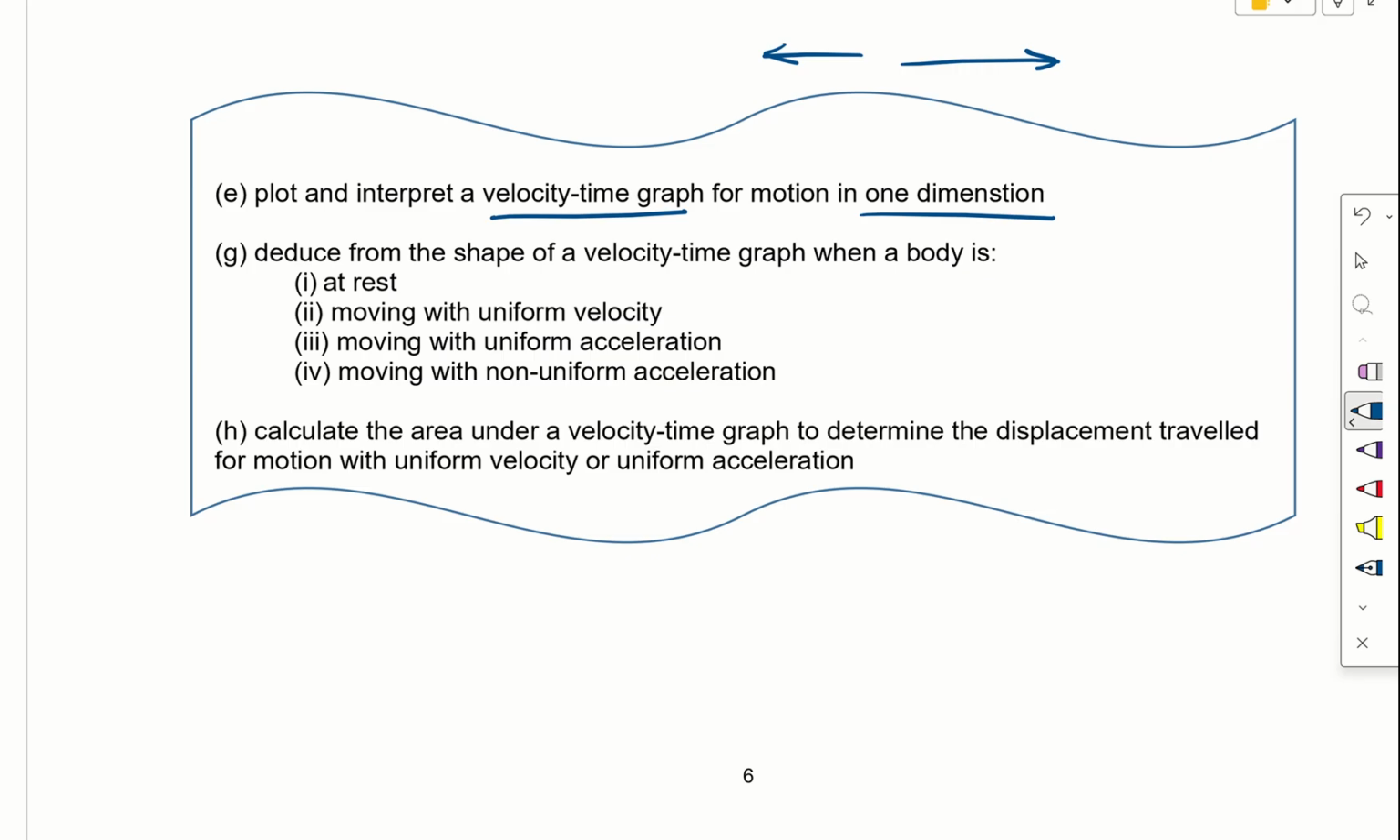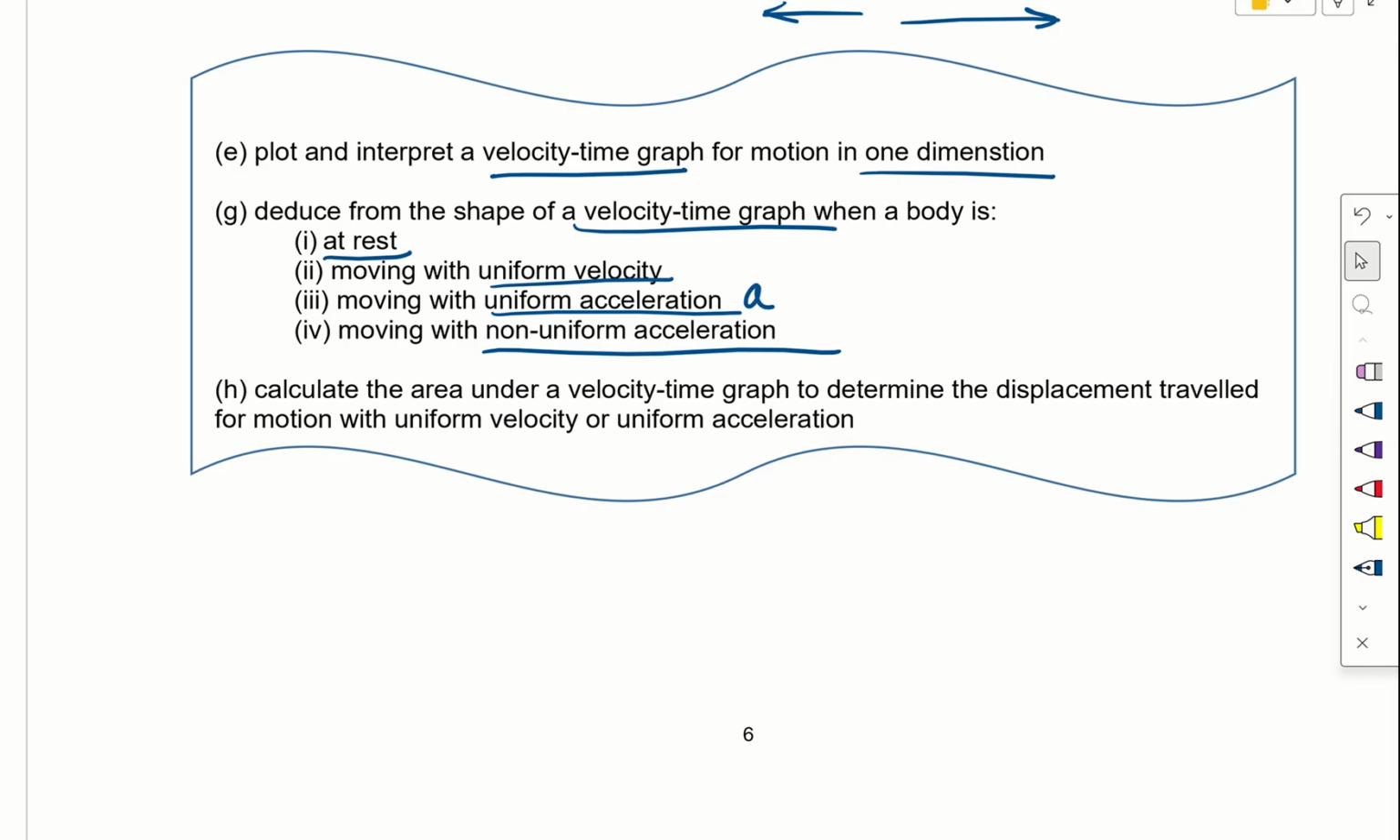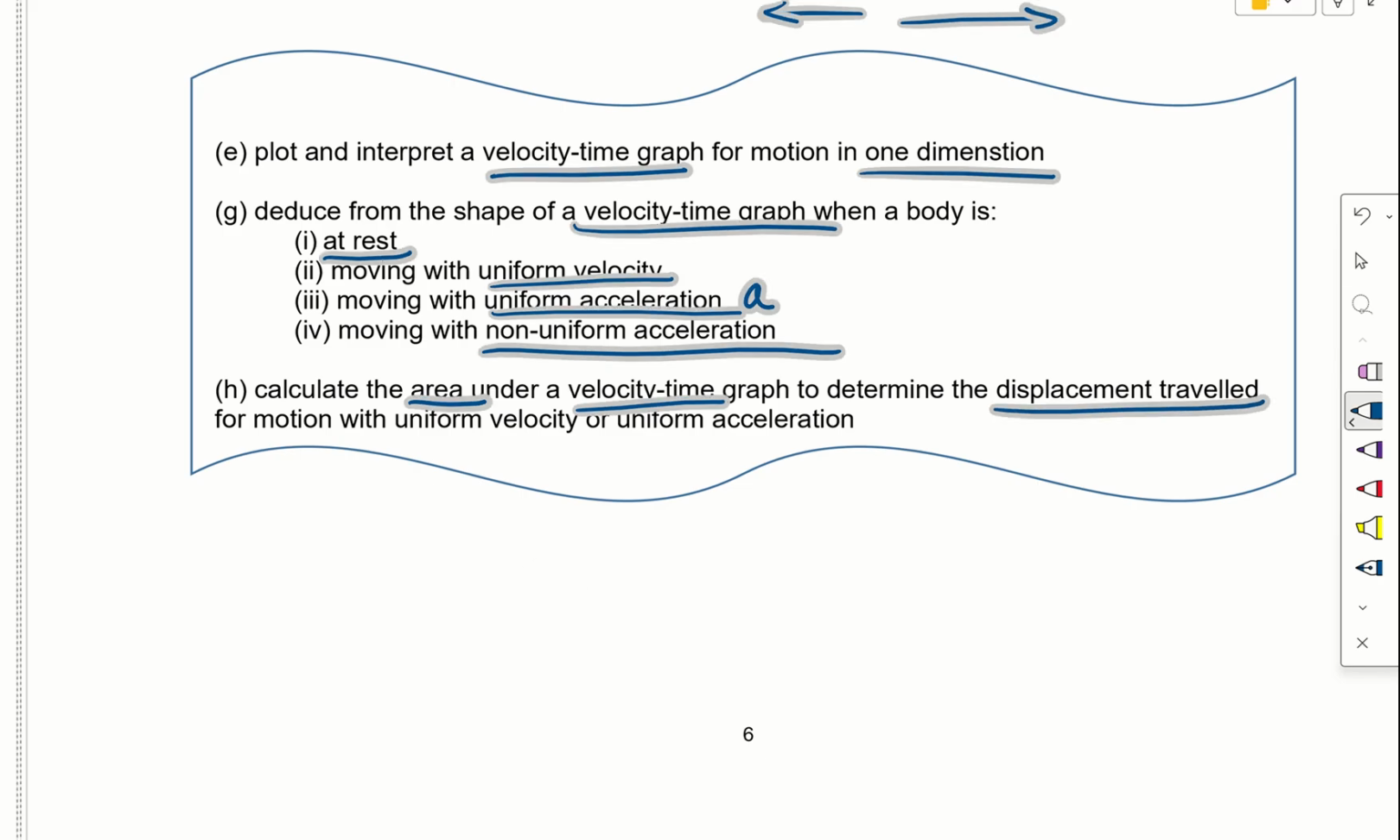Success criteria G, deduce from the shape of a velocity time graph when a body is at rest, which means not moving, or when it's moving with uniform velocity, uniform acceleration, or non-uniform acceleration. And success criteria H, calculate the area under a velocity time graph to determine the displacement travelled for motion with uniform velocity or uniform acceleration.